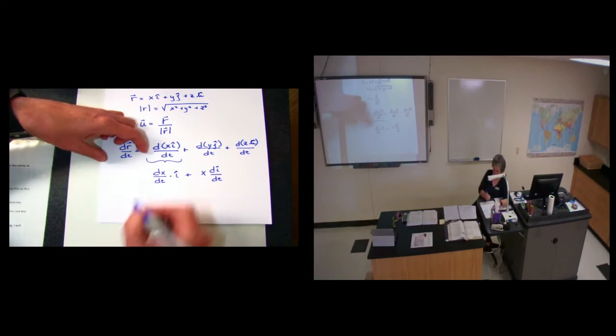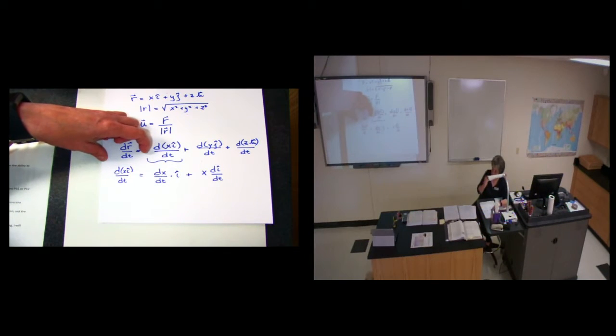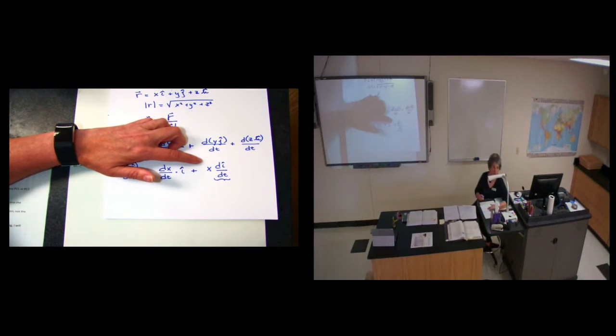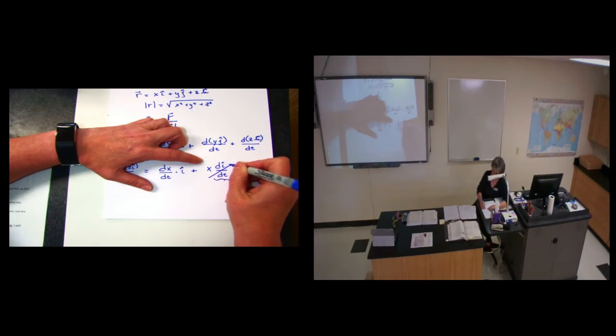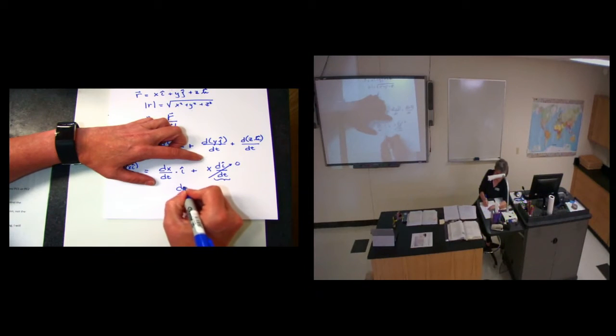Now, this right here, if I'm in a fixed reference frame, so the x, y, and z coordinates are fixed, and I'm not dealing with anything else, this component is going to equal 0. Similarly, d j hat dt and d k hat dt are also going to equal 0, provided that I'm in a fixed reference system.